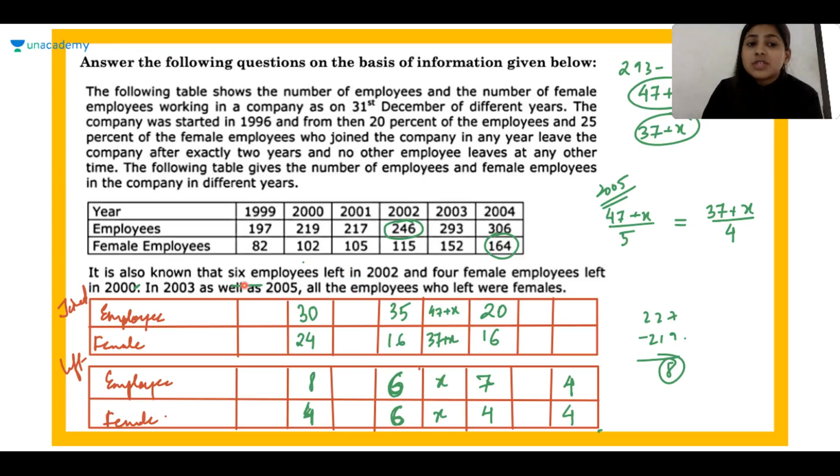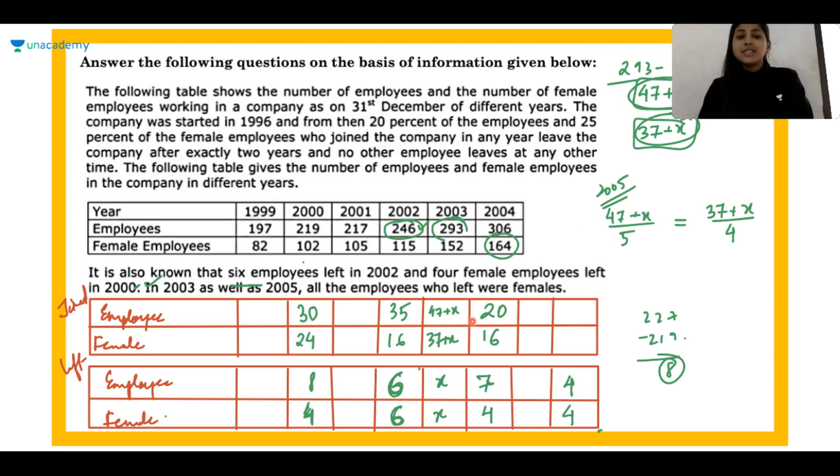Okay, next clue we are going to use, I've already explained, I'll do it again. It's given in 2003 and 2005, all the employees who left were females. So we took X employees left the company and all X were female. So these two are equal. In 2003, if X employees leave, the number should have become 246 minus X. Instead it became 293. So how many would have joined? 293 minus (246 minus X), that is 47 plus X would have joined. Similarly, we did it for female employees and we got 37 plus X would have joined.